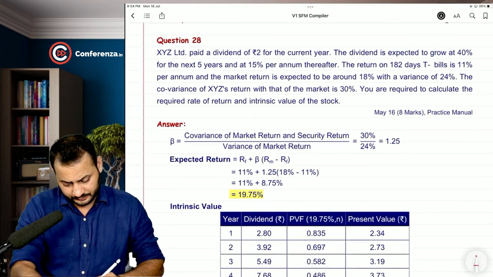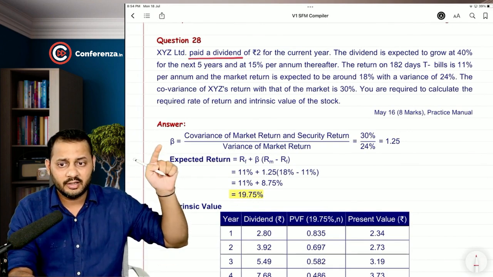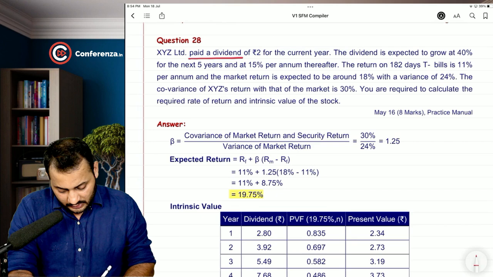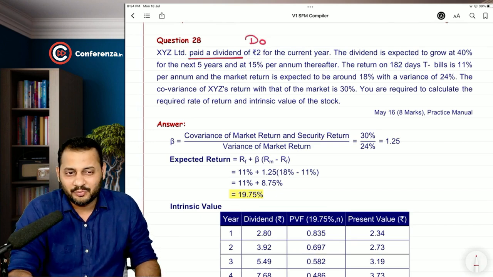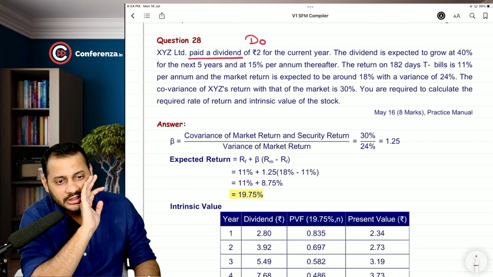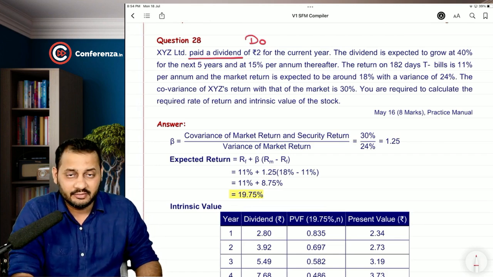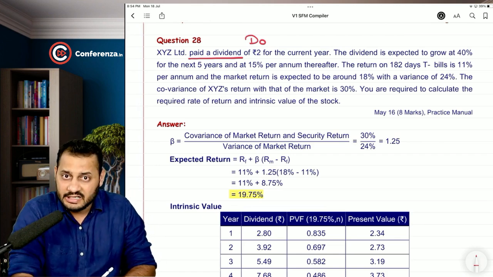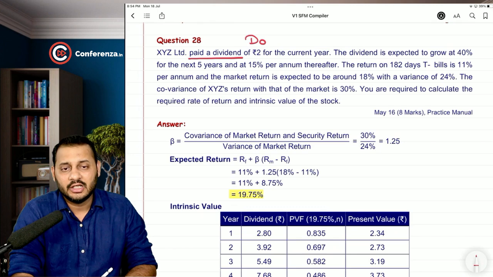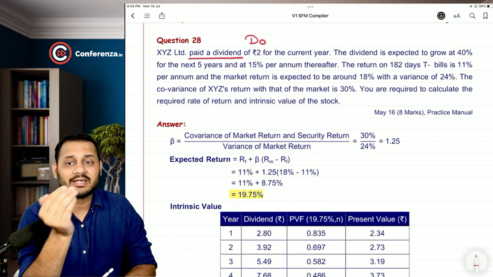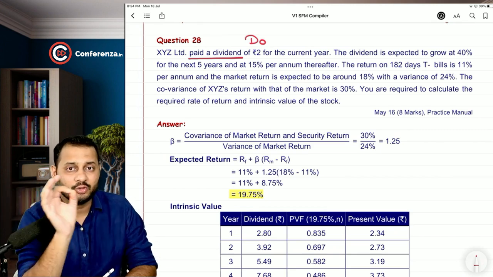Easiest one to start with. XYZ Limited paid a dividend. Start underlining. Paid a dividend means this is D0. And now you might be thinking that we have again started the security valuation chapter. Yes, sir. So dividend has already been paid. Whenever words like paid, current, past are used for dividend, it is D0. And whenever it is said expected, next year, proposed, it is D1.